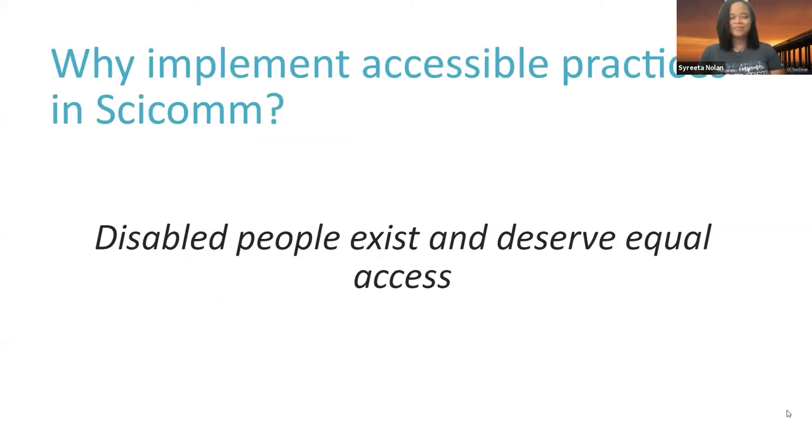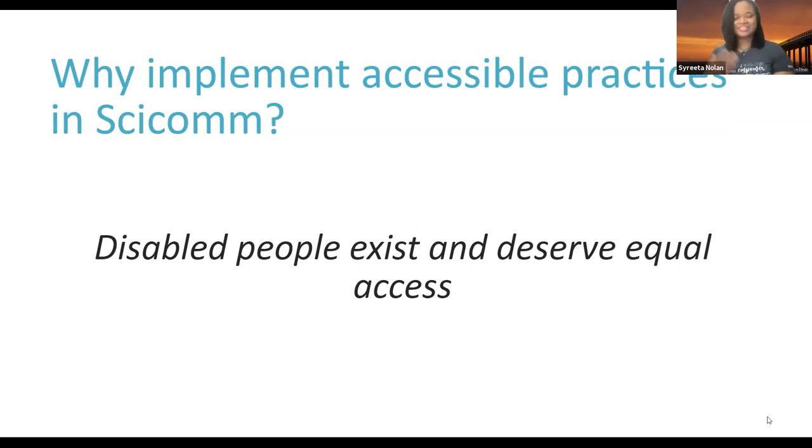So why is it important to implement accessible practices in SciComm? Disabled people exist, and not only do we exist, we're 25% of the population, and we deserve equal access. As co-chair of APHA Disability and Communications, I handle our Twitter a lot, and so many public health agencies do not practice accessible SciComm throughout COVID, posting all these detailed graphics, and we don't have that same access, and it's not fair, and it's not right. And I thank each and every one of you for being here and learning about how to make our access equal as disabled people. So next slide, please.